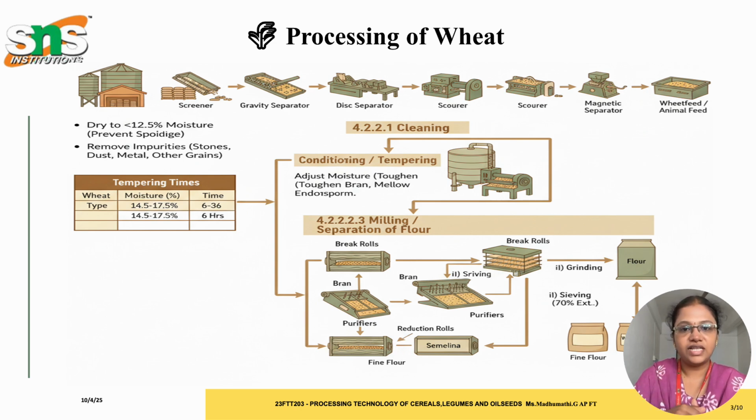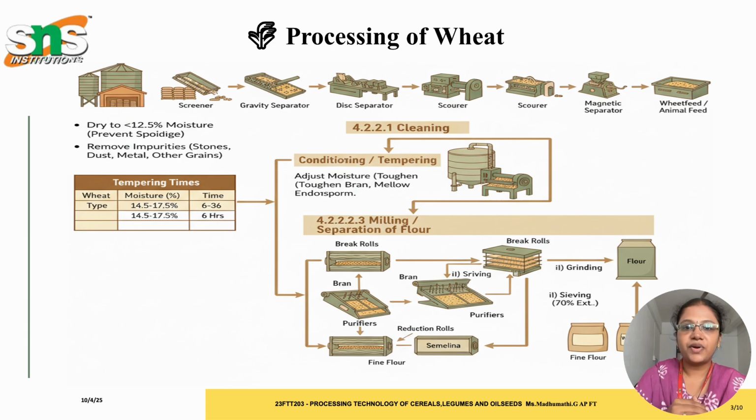Then it goes to the gravity separator, where based on the gravitational force, the machine will have a shaking motion. So based on that gravitational force, it is a process to remove the extra particulates that are present along with the wheat. Okay, then it goes to the disc separation, scorer, magnetic separator and the wheat feed or the animal feed is good.